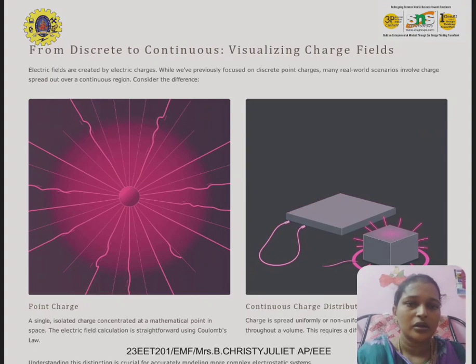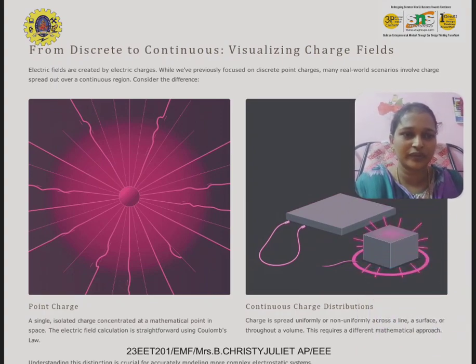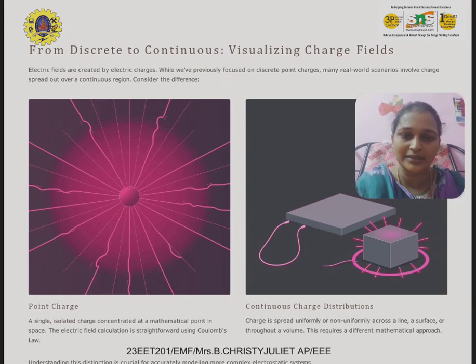First, we have two images. One is the point charge, the other one is the line charge. On the point charge side, a point charge represents a single isolated charge concentrated at a mathematical point of space. So the electric field for that is calculated straight from Coulomb's law. That can be E is equal to F by Q. That is the electric field of a point charge.